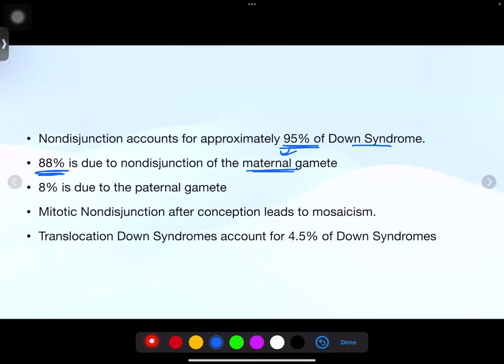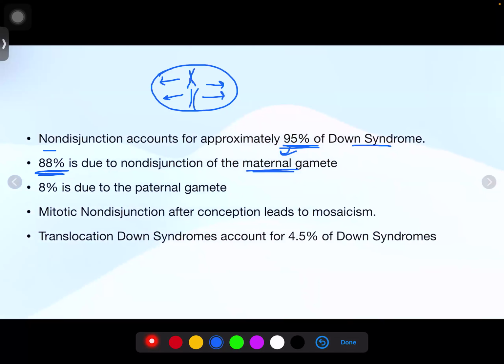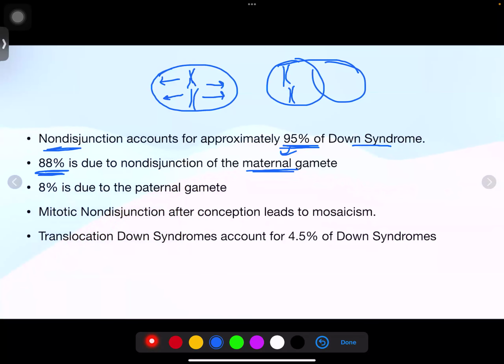So we discussed in genetics, what does non-disjunction mean? In the anaphase, the chromatids have to separate to each pole. So non-disjunction means non-separation. They do not separate, and they both go to one gamete, and the other gamete is empty of these chromatids. So that is the non-disjunction.